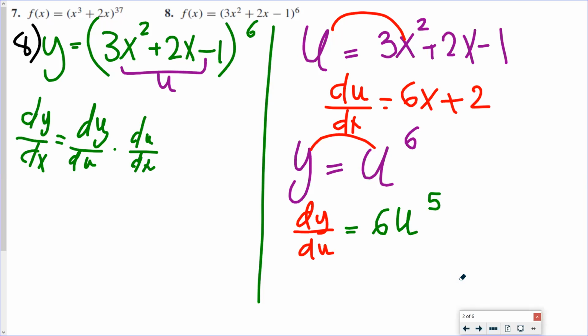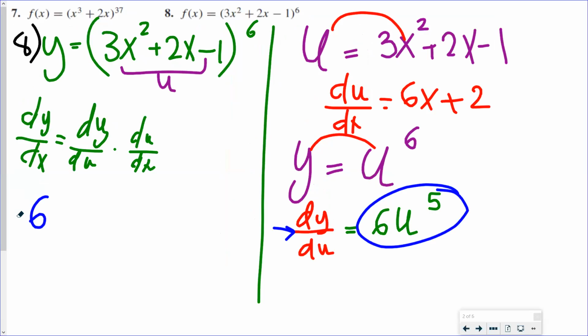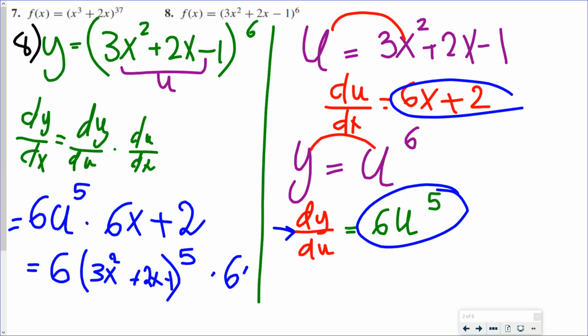So dy over dx is dy over du times du over dx. Where is dy with respect to u? It is 6u to the power 5, times du over dx. Where's du over dx? Which is 6x plus 2. Then I cannot keep u and x in the same function, so I will replace u now with x. So I will say 6 times (3x squared plus 2x minus 1) raised to the power 5 times (6x plus 2). This is the derivative of y.